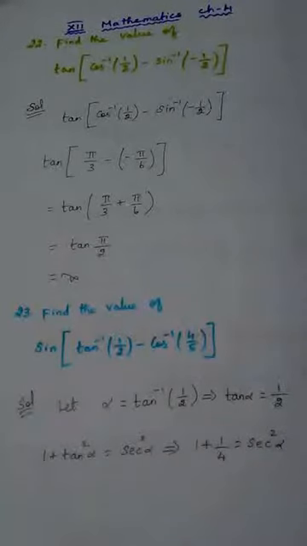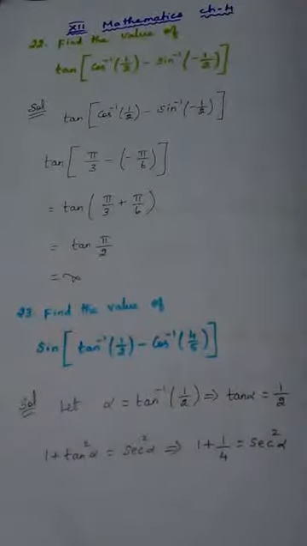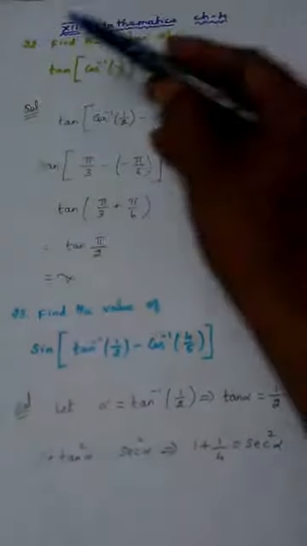Now we are in the inverse tangent function, in which we have seen the domain and range. The domain is minus infinity to plus infinity, and its range is minus pi by 2 to plus pi by 2. So we are doing problems based on the inverse tangent function. Already we did a few problems. Now we will continue with the next problem.